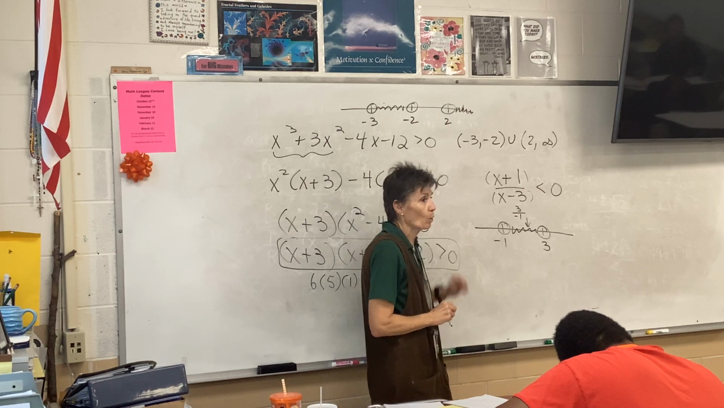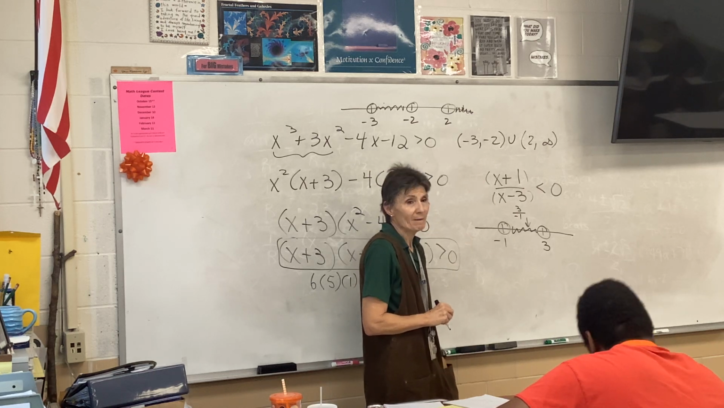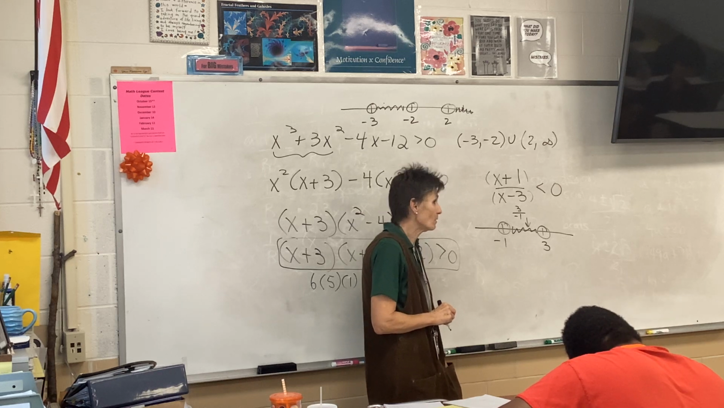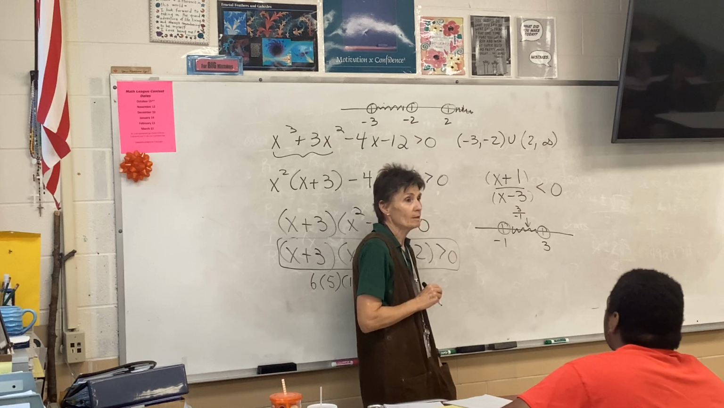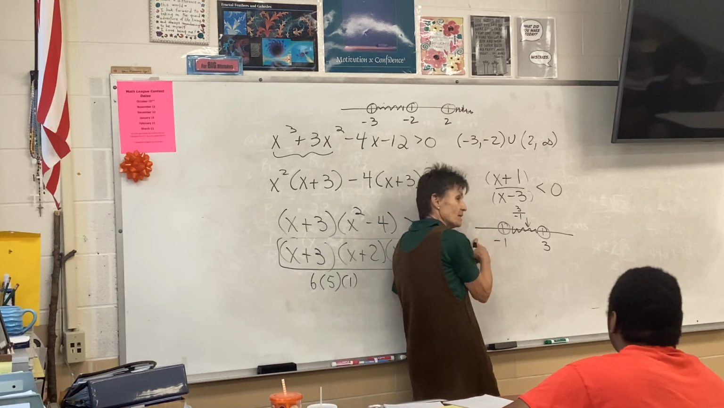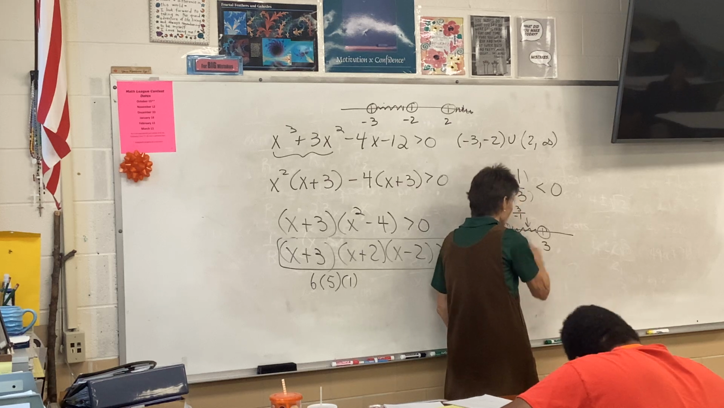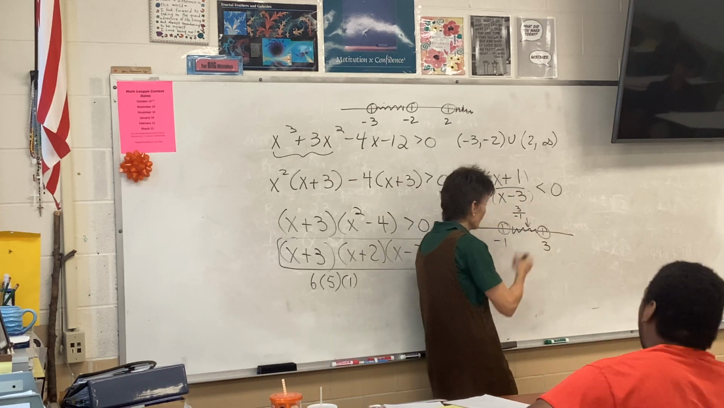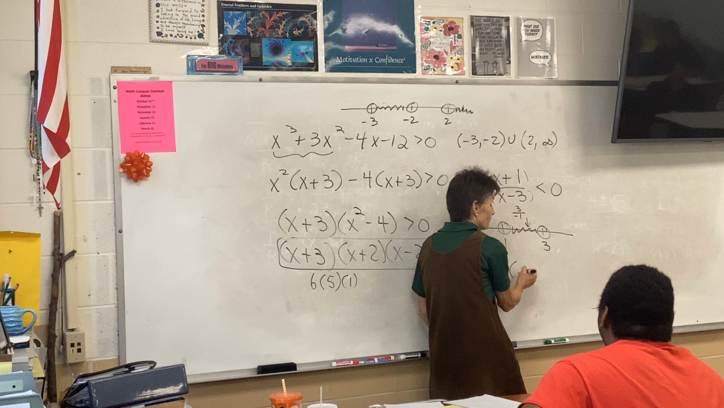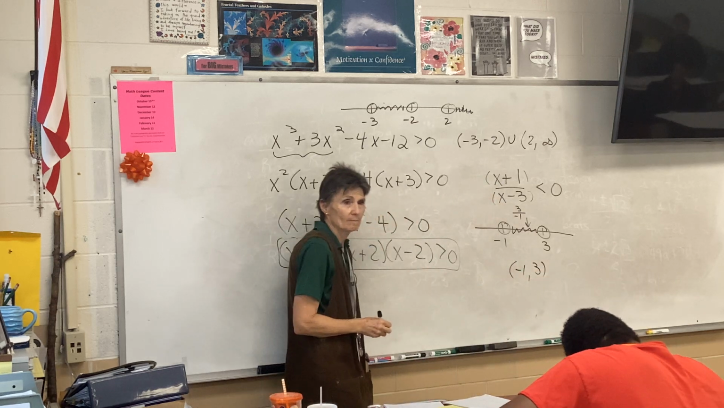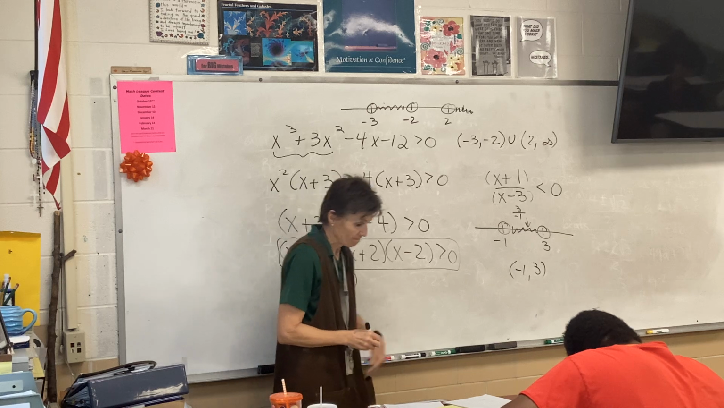Is the problem normal? Yes. What makes it not normal? If a parentheses is squared. I don't have that. So therefore, if that one's shaded, this one isn't, and that one isn't. They alternate. So what's the answer to the problem? -1 to 3. So easy.